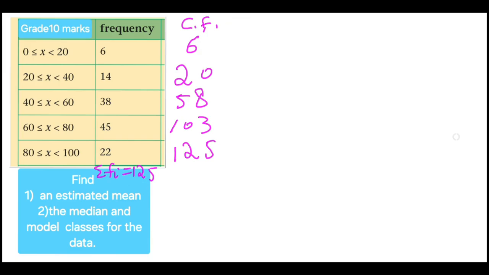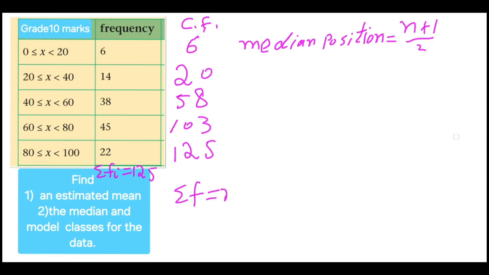Now we need to find the median. First we need to find the position of the median. The formula is n plus 1 divided by 2. I told you earlier summation f is equal to n. So 125 plus 1 divided by 2, my answer is 126 divided by 2, and I use my calculator, it becomes 63.